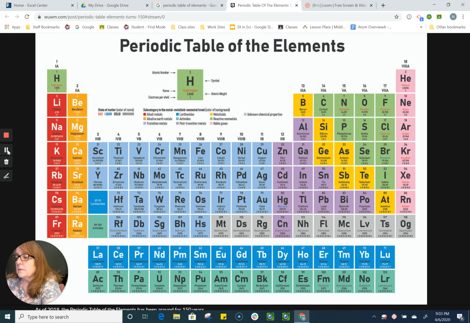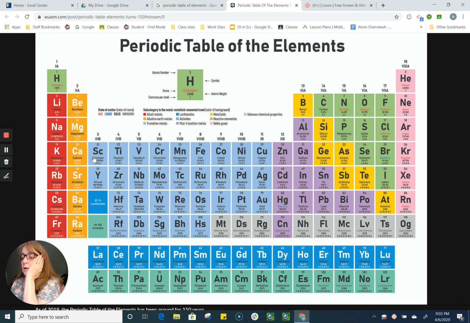The overview of this table of the elements: they've arranged them according to increasing atomic number. And when they set it up like this, some patterns fell into place. So that's why they're color coded. Basically, your metals are on this side of the table. These are technically called alkali metals, alkali earth metals.